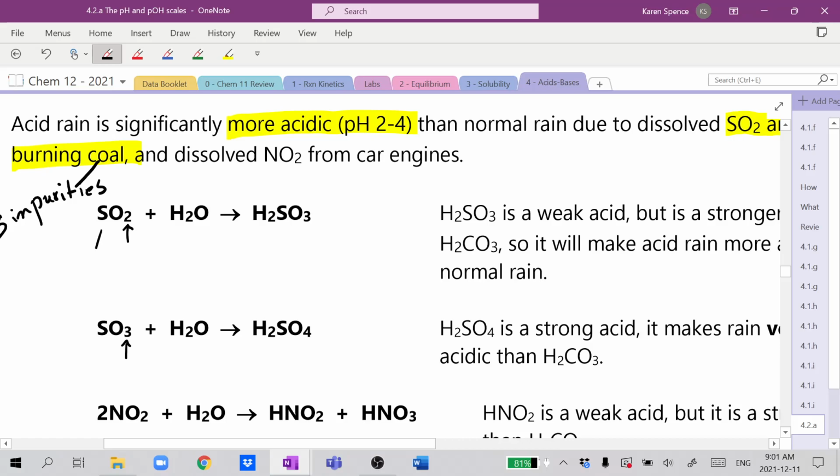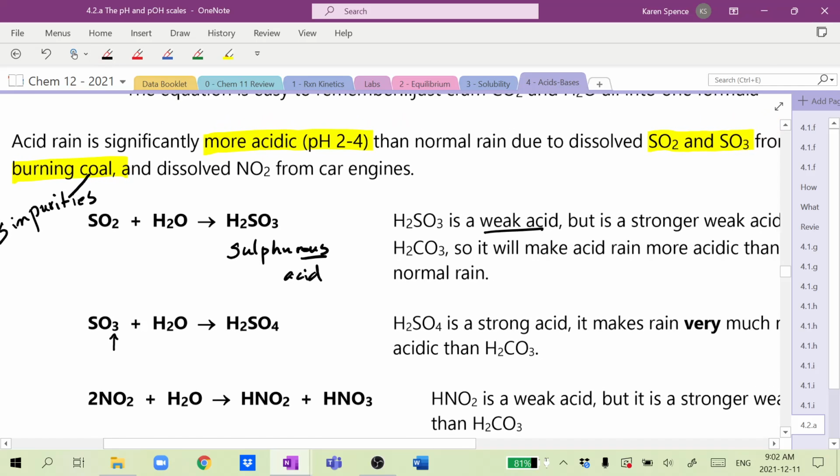So we have one sulfur, three oxygen, and two hydrogen. So we end up with H2SO3. This acid here is sulfurous acid. It's a weak acid, but it is a little on the stronger side than H2CO3, so it does make acid rain more acidic than normal rain.